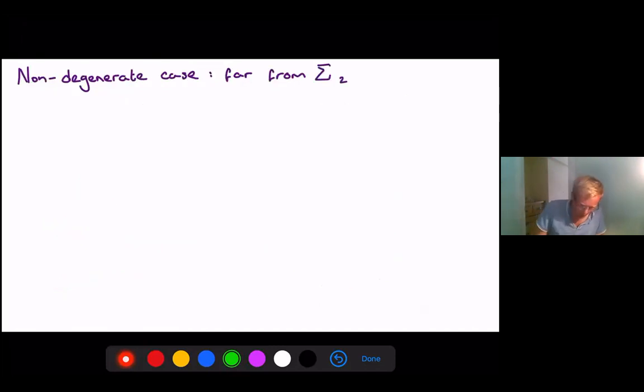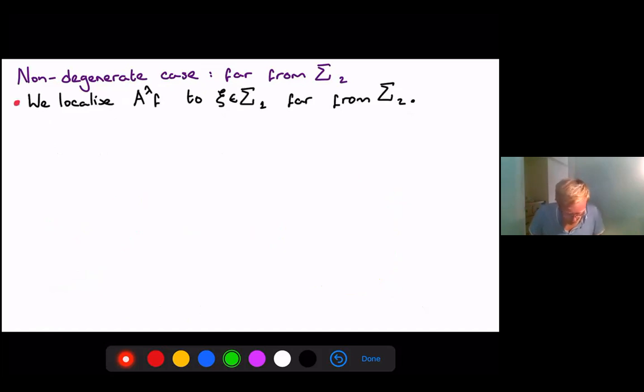So I'm going to split the discussion up into three cases. First of all, I'm going to consider the case where we're really far away from this cone sigma 2. And this is the kind of non-degenerate situation. In particular, I want you to imagine localizing our operator. So here this is the frequency localized operator A lambda f to points xc which are in this cone sigma 1. That means we're in the situation where the multiplier is not rapidly decaying, but they're far away from sigma 2. So we're far away from the degenerate critical points, okay?